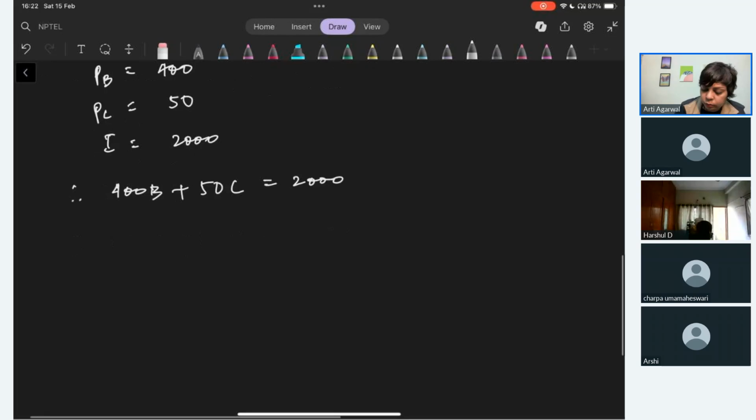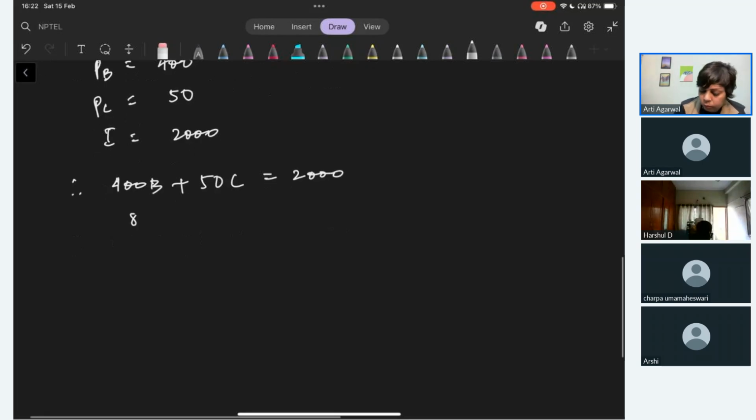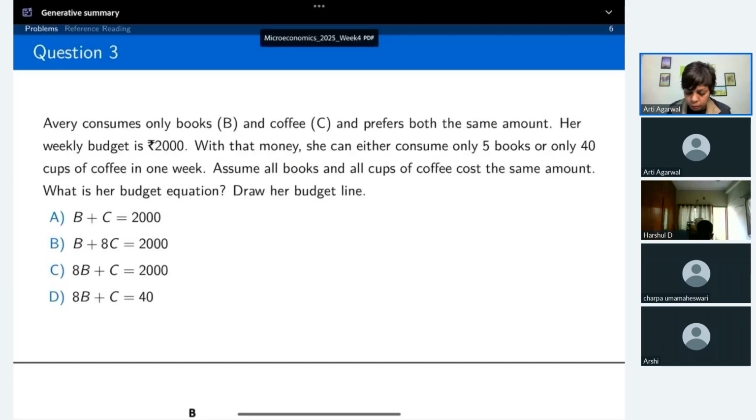This is divided by 50 is, no, sorry. Oh, it's right actually. So this is your budget equation. I don't remember which option it was. Yeah, it's D.